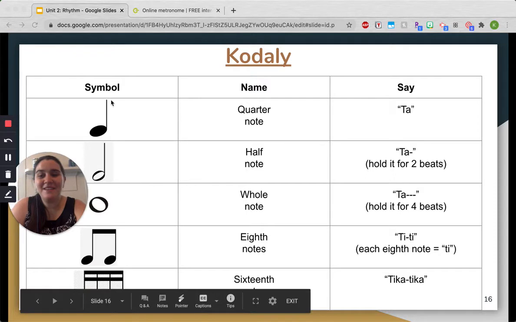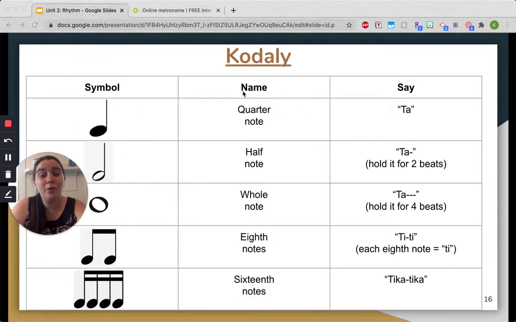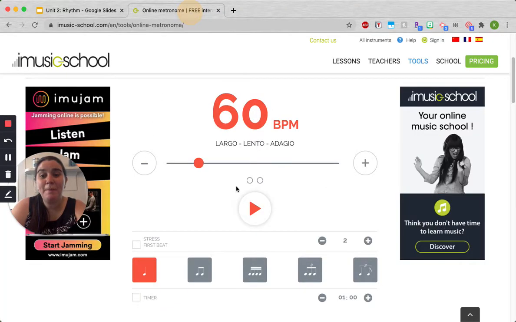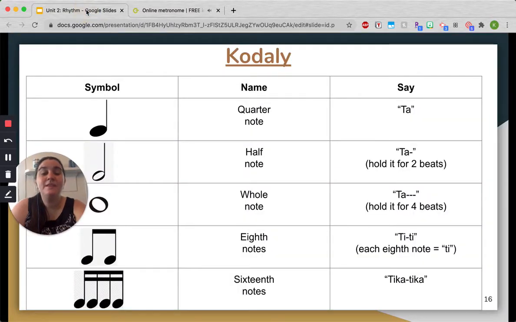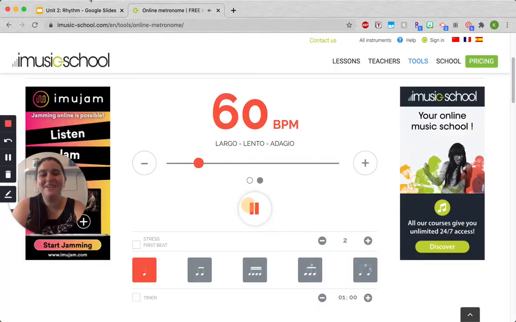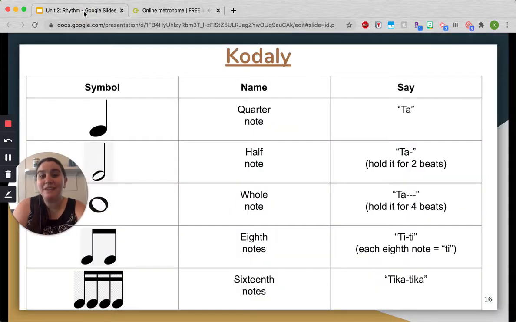So let's start at the top. Our quarter note. Remember, our quarter note gets one beat of sound, and it's the same as our steady beat. Whenever you see a quarter note in music, you're going to say ta. All right, so if I get my metronome back, let's do 60 beats per minute, so it's pretty slow. This is how I would perform quarter notes. Ta, ta, ta, ta. Can you do it? Good. So our quarter note is the same as our steady beat for right now. Let's go on to the next one.